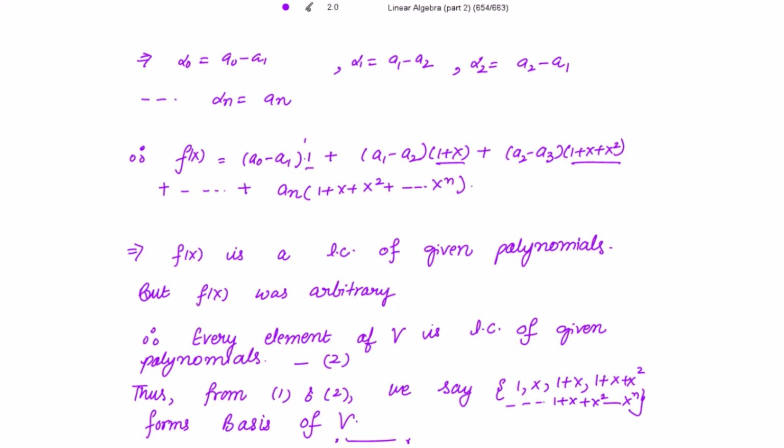So from 1 and 2: what is 1? That the given polynomials are linearly independent. And here I am saying that every element of V is a linear combination of the given polynomials, which means the given polynomials are generators of V. So from 1 and 2, I can say that these given polynomials form a basis for V. Both the conditions are proved now. Thank you so much.